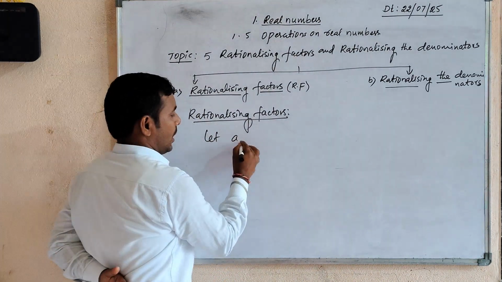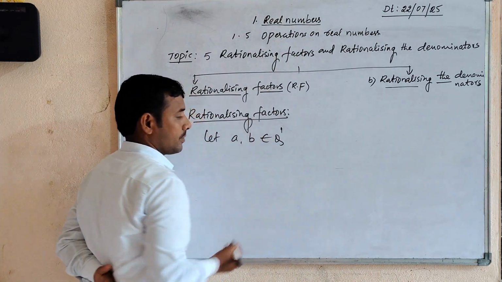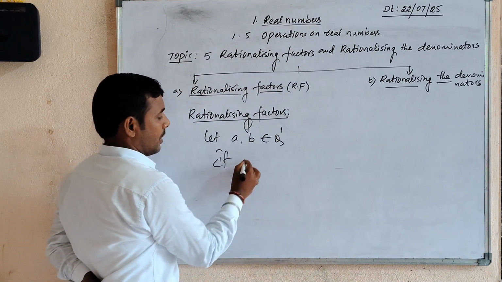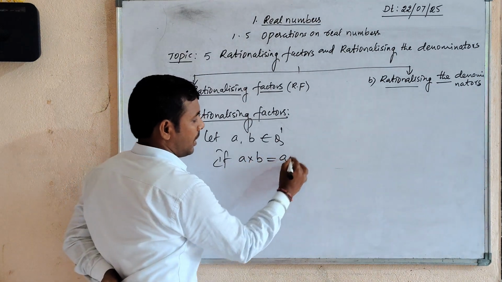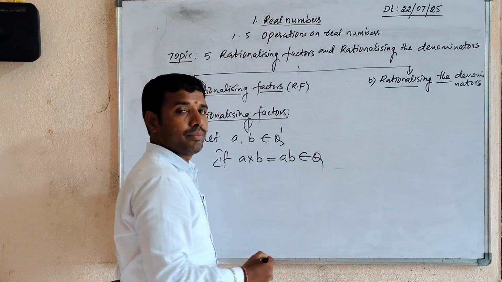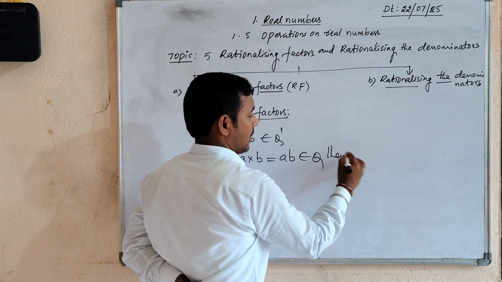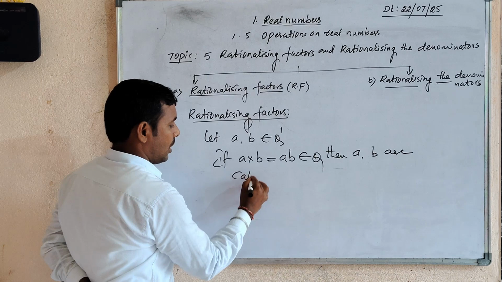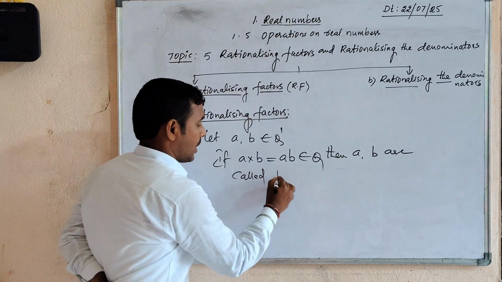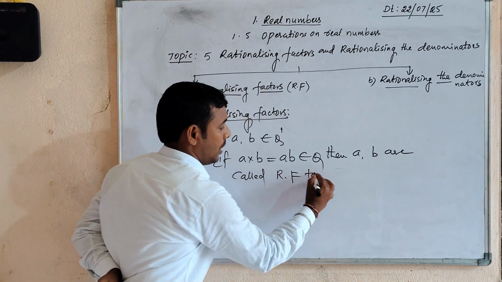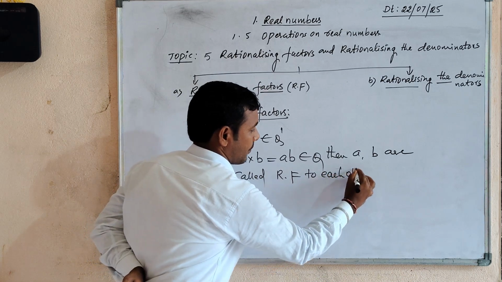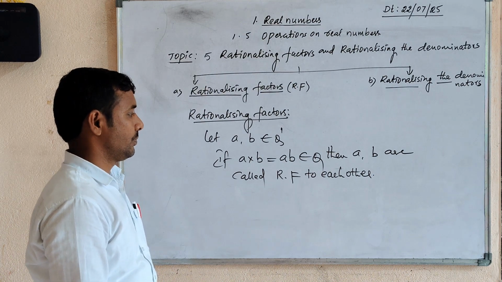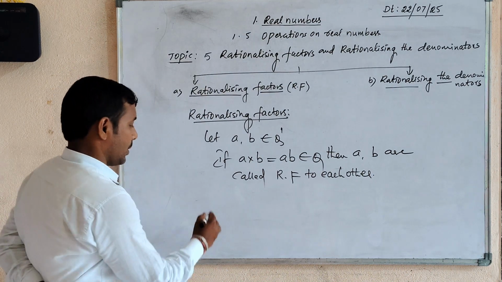Let A, B belong to irrationals. If A into B, that means AB, belongs to rational, then A, B are called rationalizing factors to each other. Students, carefully. Example.